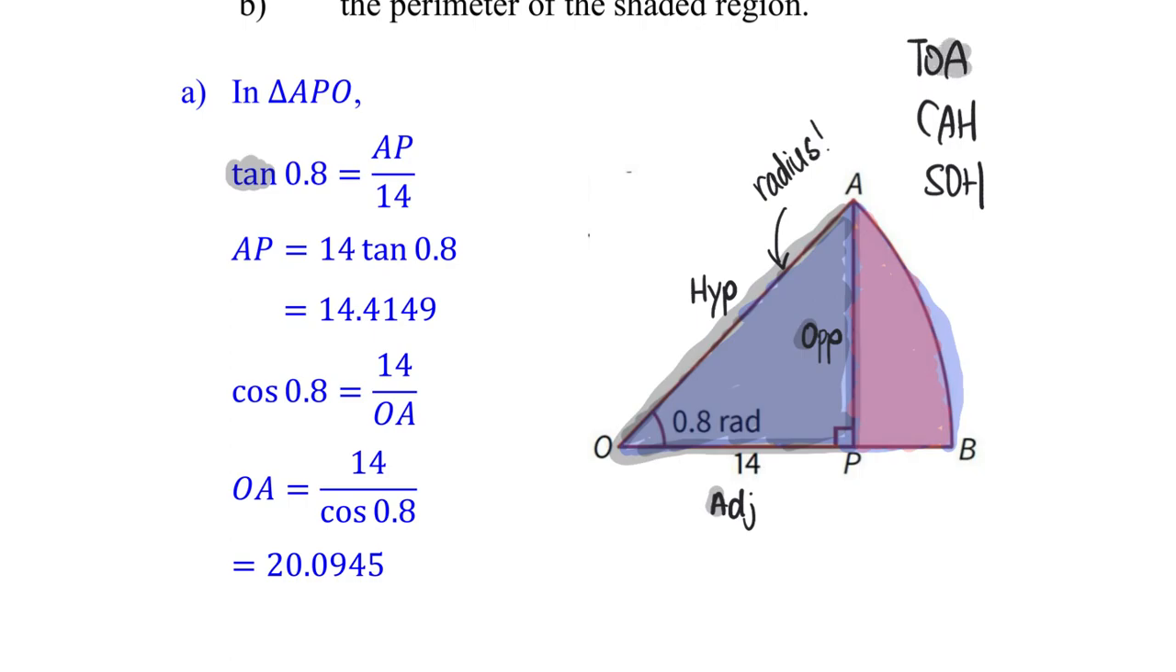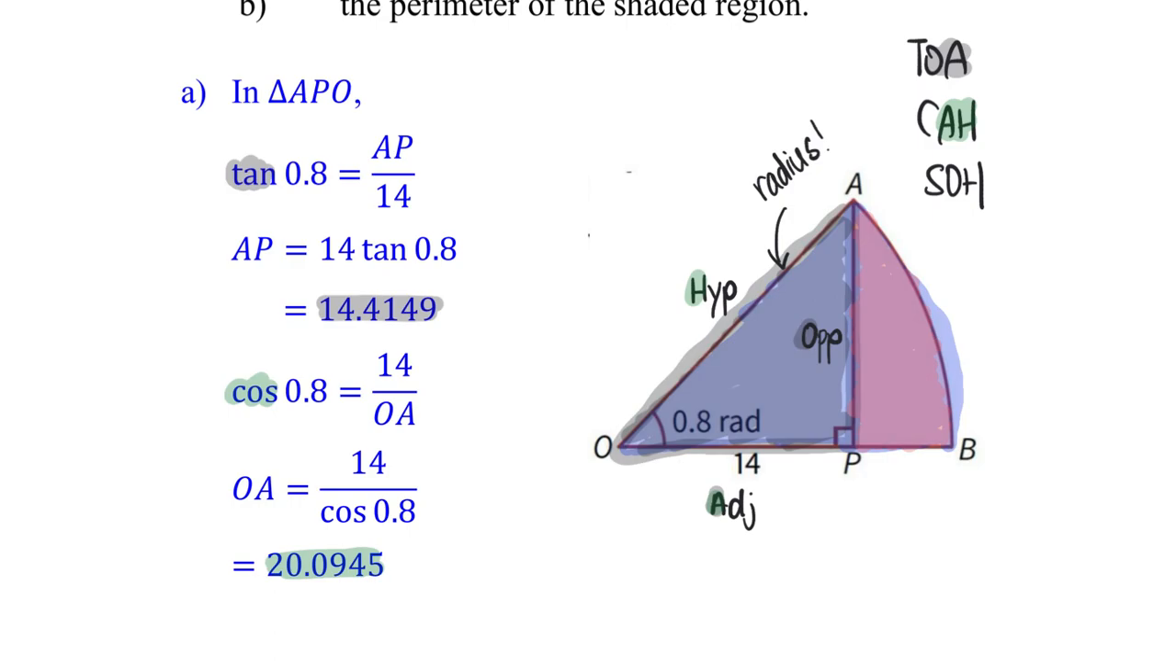To find my radius OA though, I would then use A and H, cosine. Okay? So I will get my radius 20.0945. I will also need this later on.